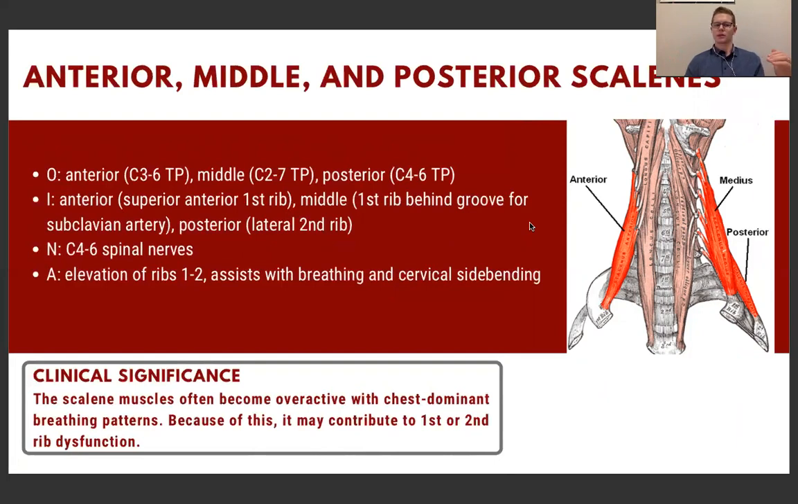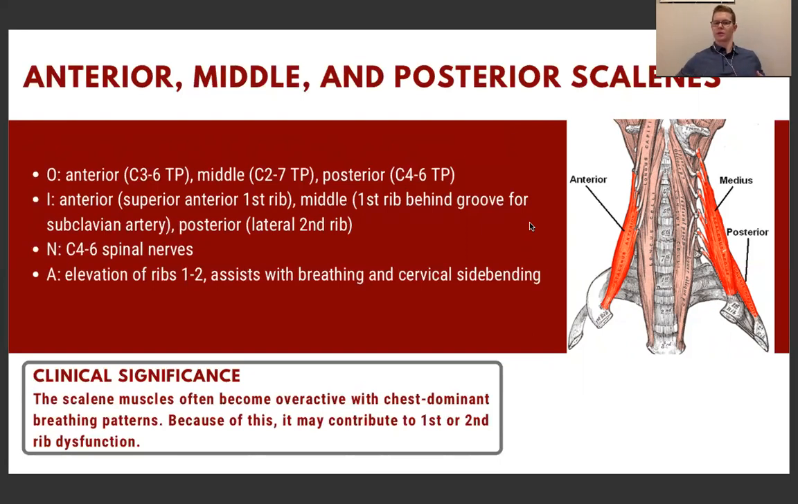And these muscles assist with breathing. They assist with cervical side bending. And they also elevate ribs 1 and 2. So you can imagine if the neck is fixed and they're pulling up, they're going to raise ribs 1 and 2 up. Clinical significance, these muscles often become overactive with chest dominant breathers.